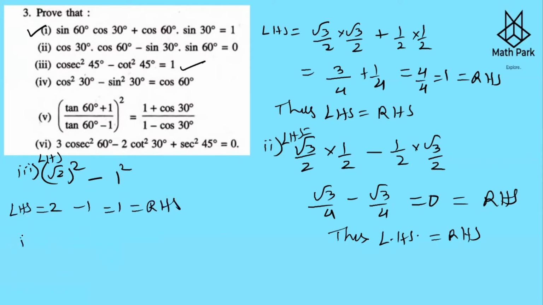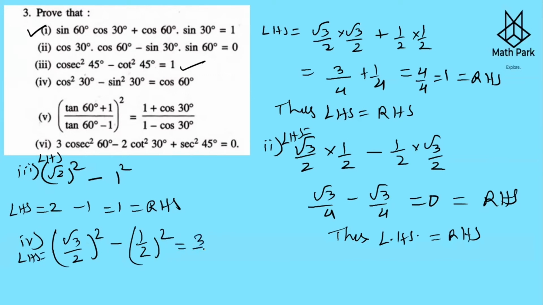Let us start with the fourth part. It is cos square 30. So cos 30 is root 3 by 2 and then the square of this, minus sine square 30. Sine 30 is half, so half and then the square of this. This is what we have taken as LHS over here. So let us simplify LHS.